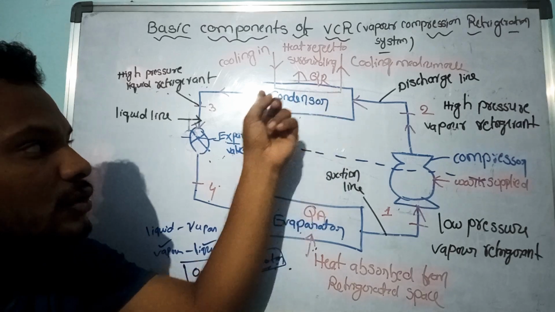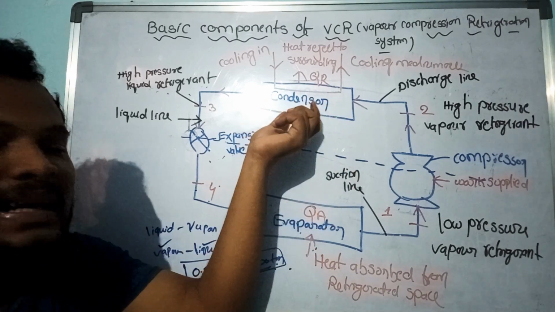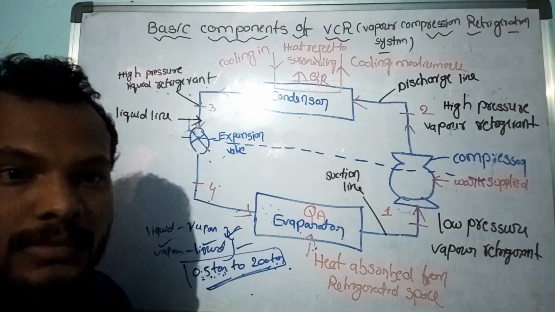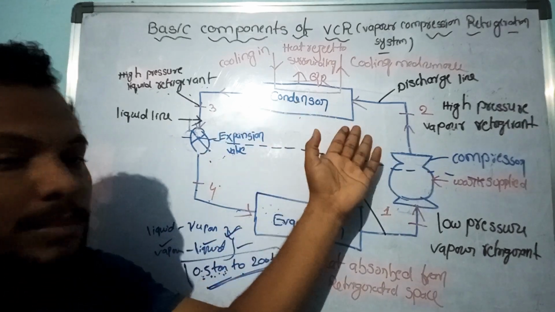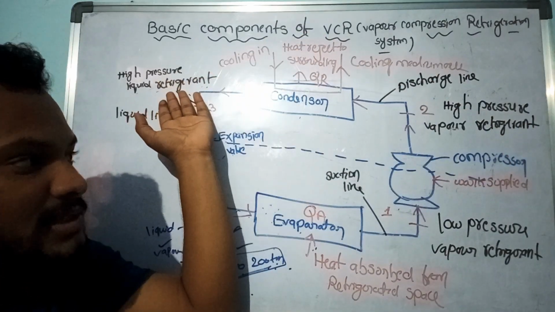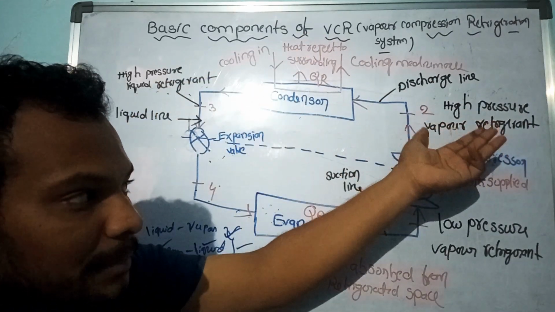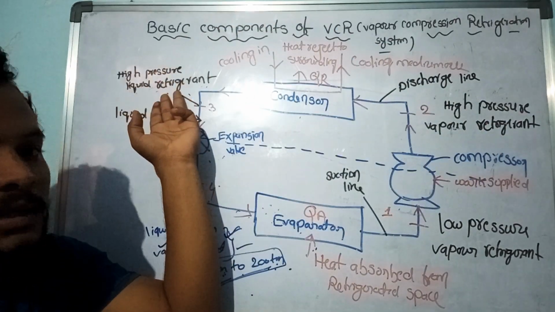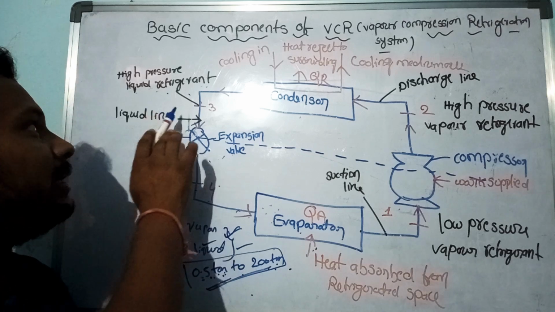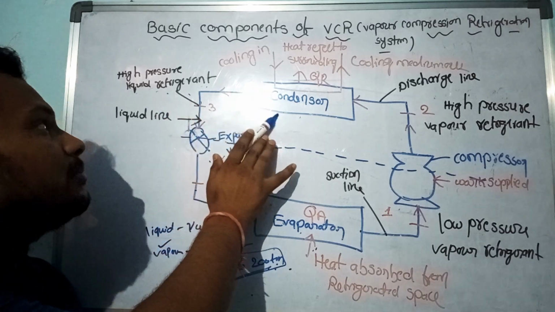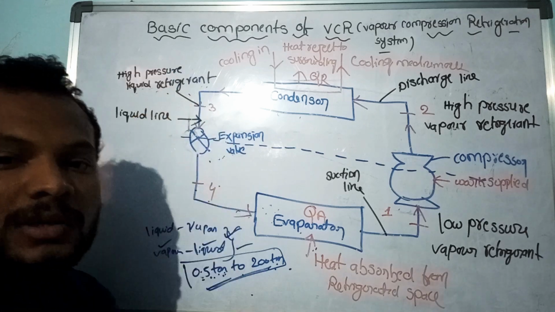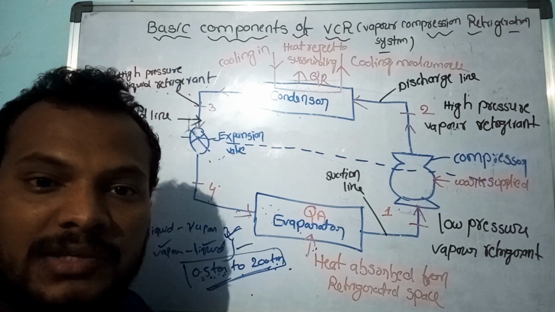There is no change in pressure because the condensation process is done at constant pressure. There is no change of pressure, but the vapor refrigerant is changed into a liquid refrigerant. That means the phase changes from vapor to liquid. After the condensation process is completed, the high pressure liquid refrigerant enters the expansion valve. What is the purpose of the expansion valve?